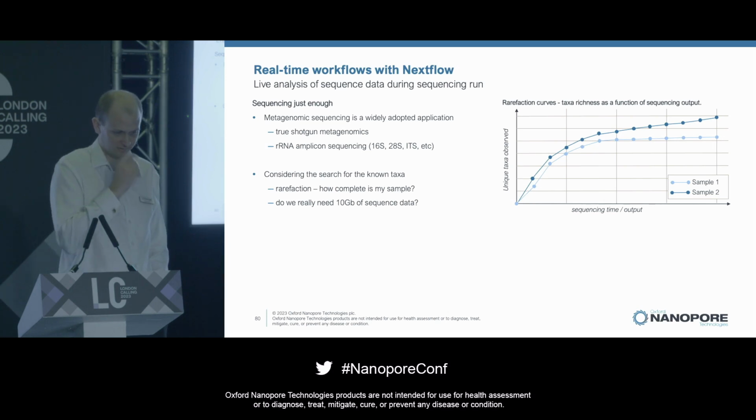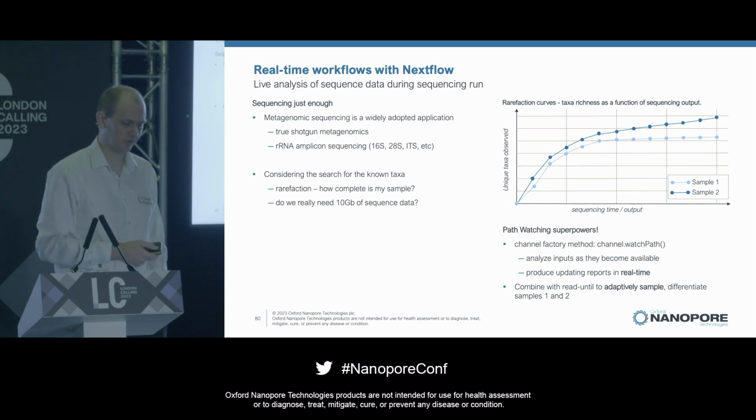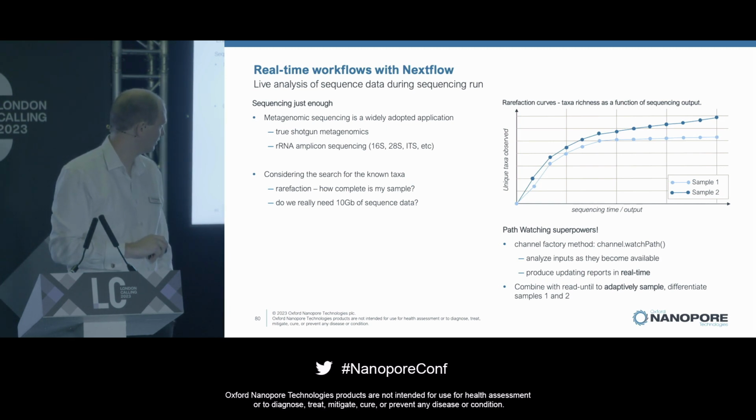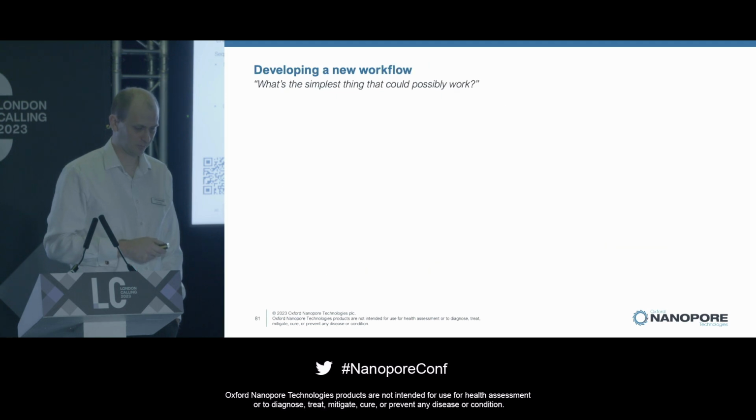And you can see in this case, for sample 1, you could stop sequencing halfway through this time. There's no point carrying on, but you don't know that ahead of time, of course. But this can be done in Nextflow by using this channel.watchPath. So that's how you watch for inputs coming. You can combine this with adaptive sampling as well, so you could change the profiles of these curves to sample more quickly, to measure everything that's more present in your sample.